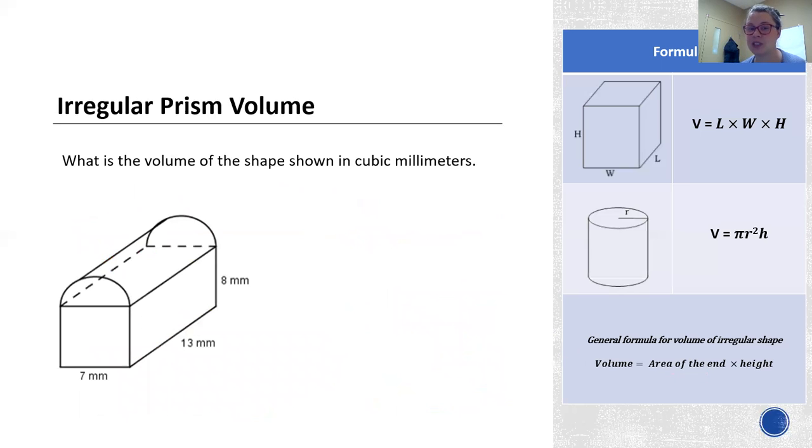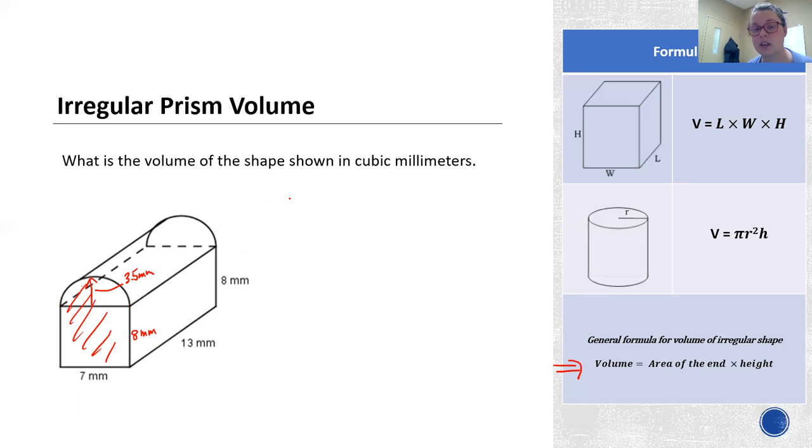And one last question, what's the volume of this shape shown in cubic meters? So again, we have an irregular shape. Just break it into two simple shapes. I want you to think about the area of the end here. So we have a half circle plus a rectangle. This is 8 millimeters. So if the width of the rectangle is 7, that means the radius of this is 3.5.